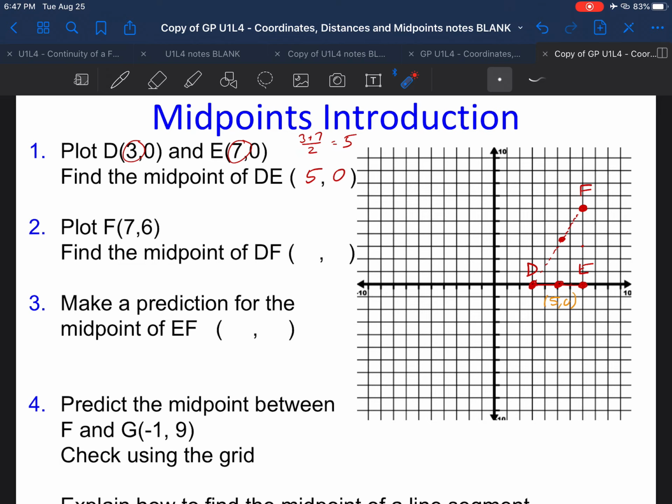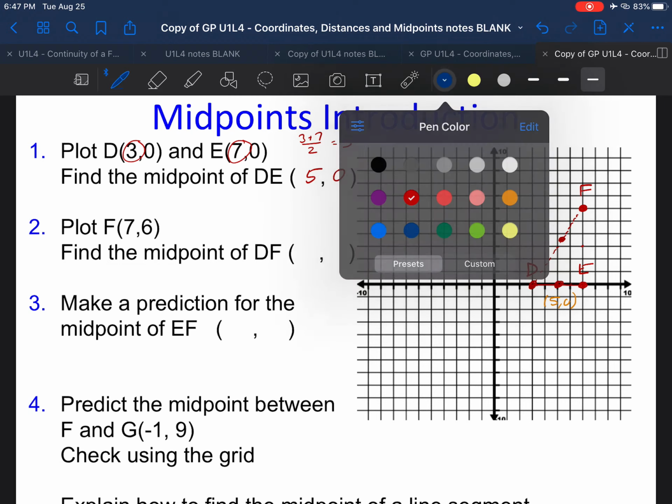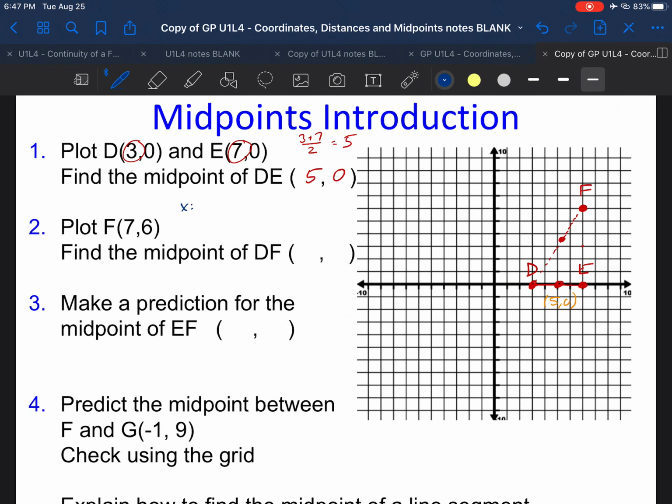So let's do that, right? So for x, the average of the x's is, if I look again, and I'm comparing from D to F, I add the x's together, 3 plus 7, and I divide by 2, and that's 5. Okay? The average of the y values is these two things added together divided by 2. So that's 0 plus 6 over 2, which is 3.